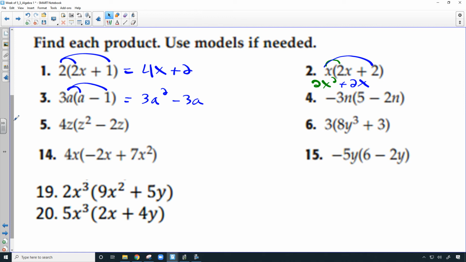So let's go to 4. Negative 3n times 5 is negative 15n. Negative 3n times negative 2n is 6n to the second power. N times n is n to the second power. That's all we're really doing.